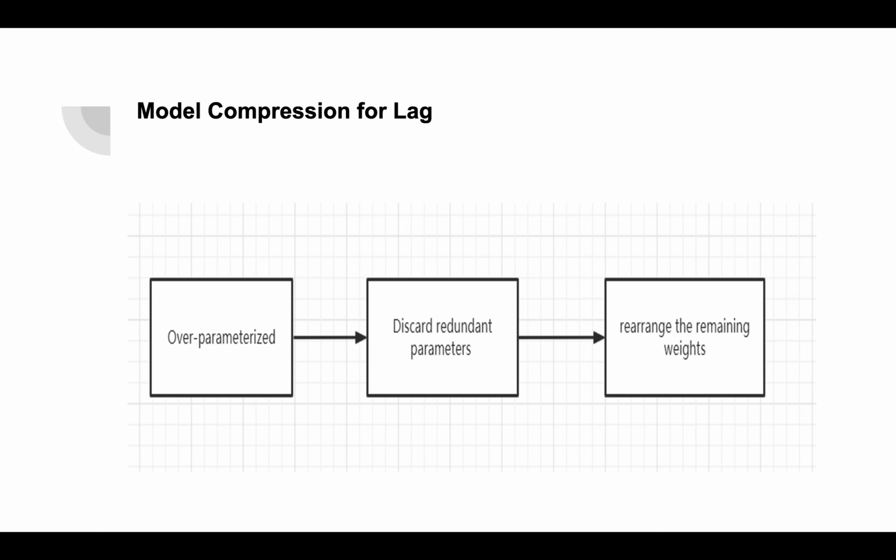The next thing is model compression. Many parameters in deep neural networks are actually over-parameterized. We delete some insignificant weights and rearrange the remaining weights to keep the same accuracy of the model. This method reduces the size of the model and the number of layers of the neural network, which will make our model simpler, faster, and more stable.